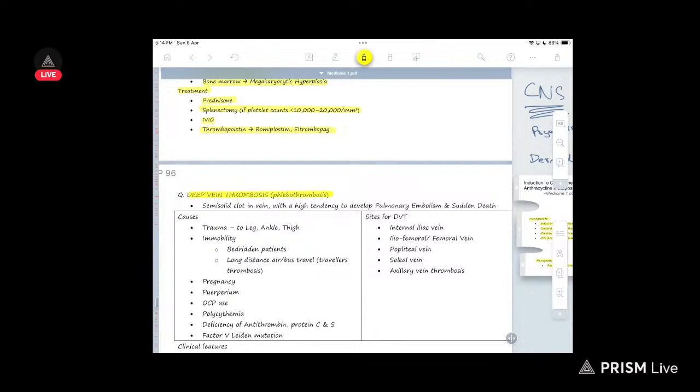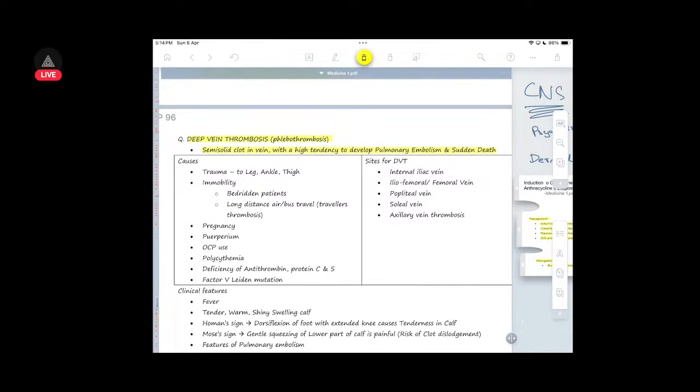Then you have deep vein thrombosis, which is phlebothrombosis. It is a semi-solid clot in vein with high tendency to develop pulmonary embolism and sudden death. We can have trauma to leg, ankle, and thigh. Immobility is a problem: bedridden patients, long distance travelers, pregnancy, puerperium, oral contraceptive pill usage, polycythemia, deficiency of antithrombin, protein C and protein S, and factor V Leiden mutation.